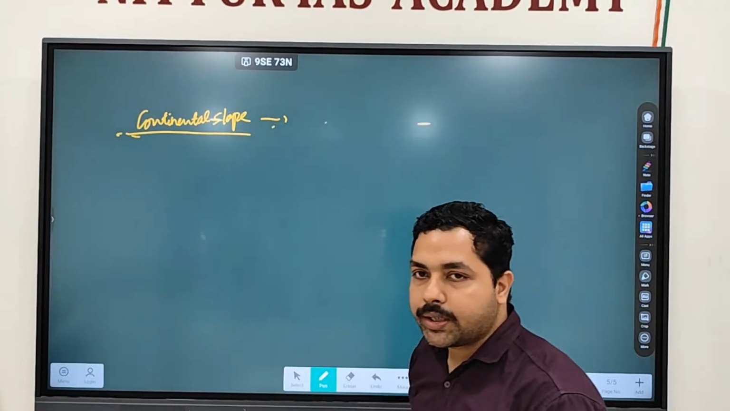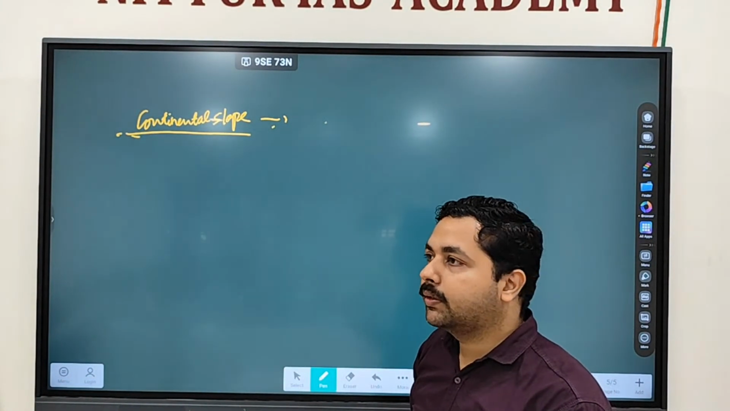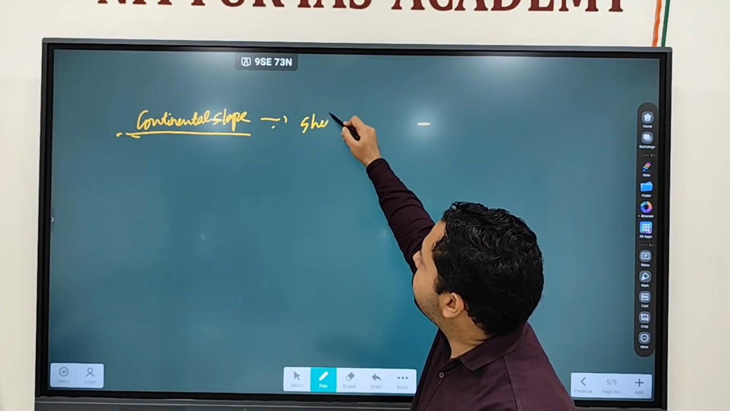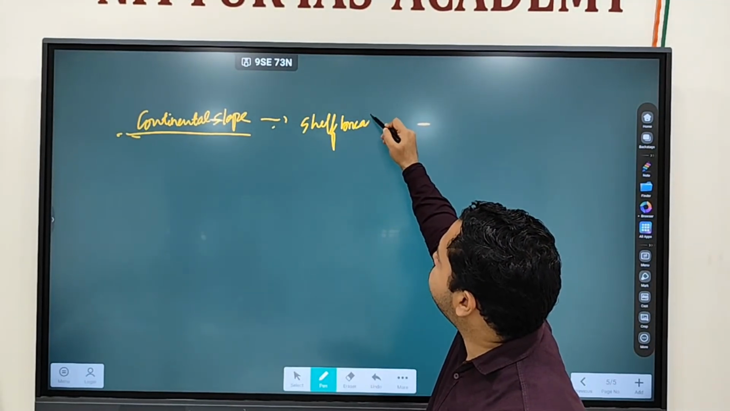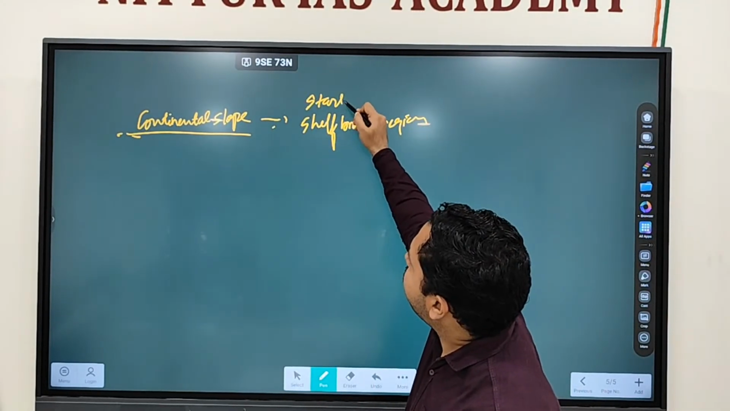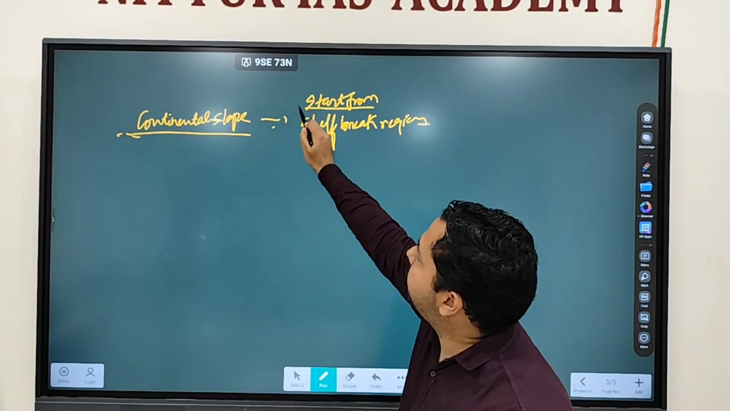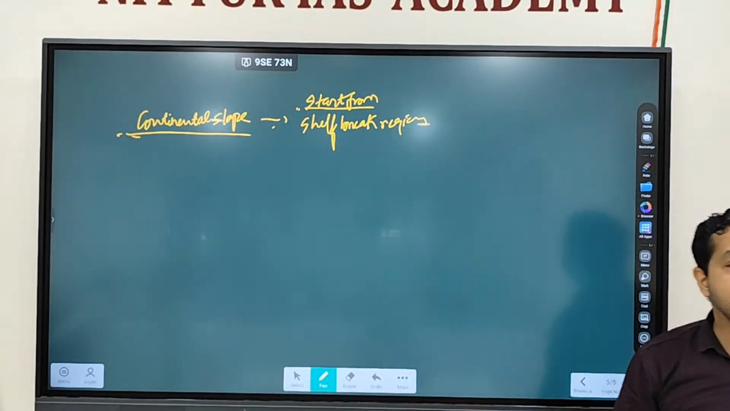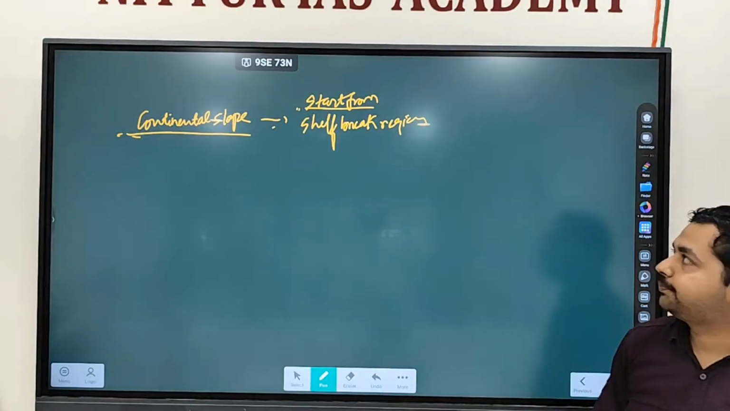So as we discussed, continental slope starts from where? It starts from the shelf break region.